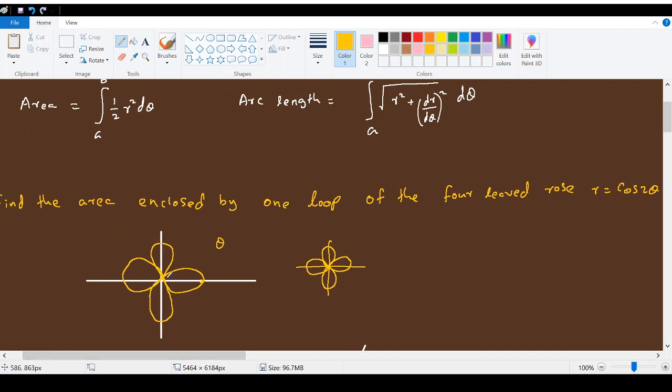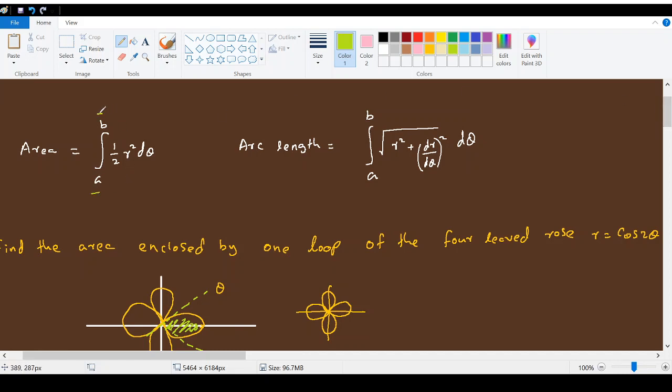Anyway, we are asked to find the area enclosed by one loop, so we just have to find the area of one of these loops. If you follow the pattern of drawing these curves, you can see that in the area equation you have to mention the starting angle and the end angle of the required curve, because this is an integral that runs over the theta variable. So all these lower limits and upper limits are associated with theta. Also remember, r is a function of theta, so this whole integral makes sense. The same thing applies to the arc length formula as well.